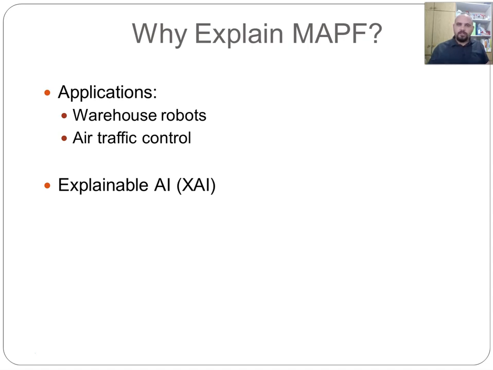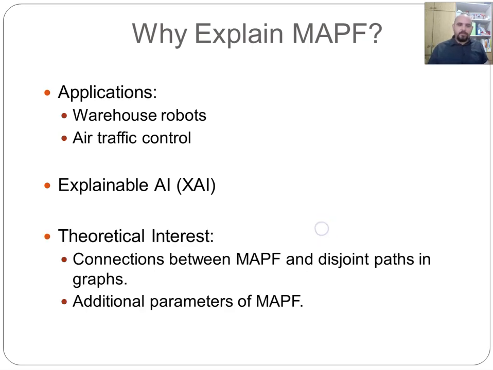So we know how multi-agent pathfinding works, we know how to find plans, we understand the plans when they're found. The emphasis here is to somehow convince the human very quickly that the paths are indeed not colliding. There's also a theoretical interest in this plan because it shows a nice connection between multi-agent pathfinding and the problem of finding disjoint paths in graphs, which are not usually connected, and they have some interesting interplay between them. I'll mention a bit about this later.